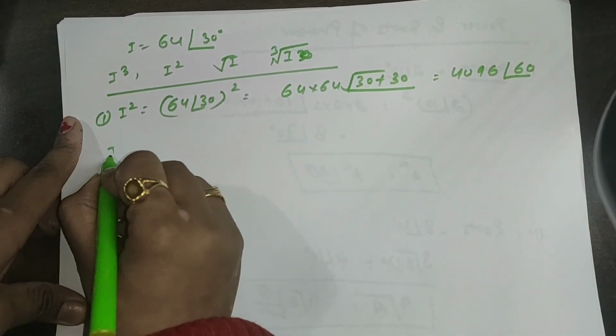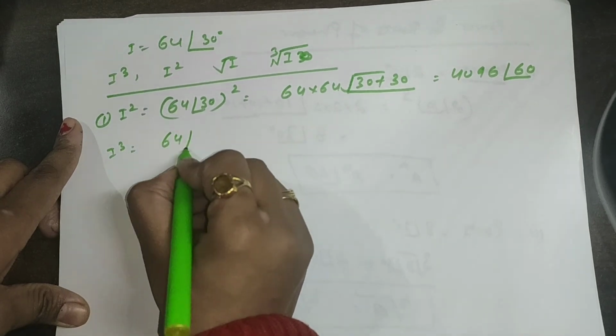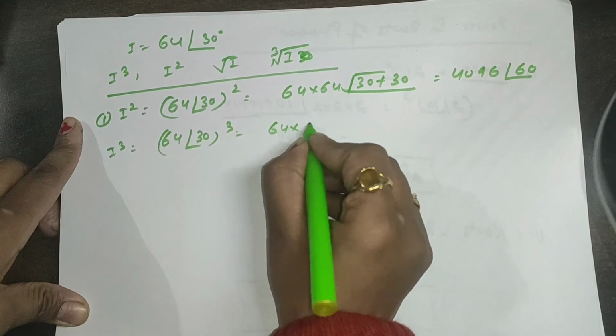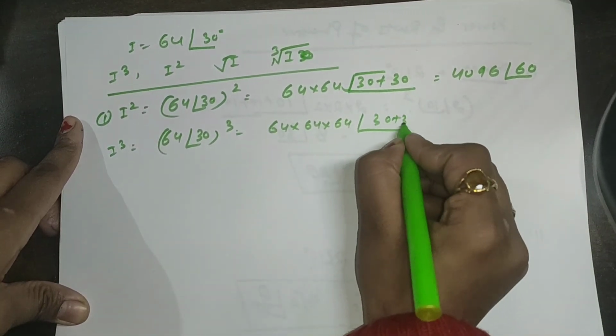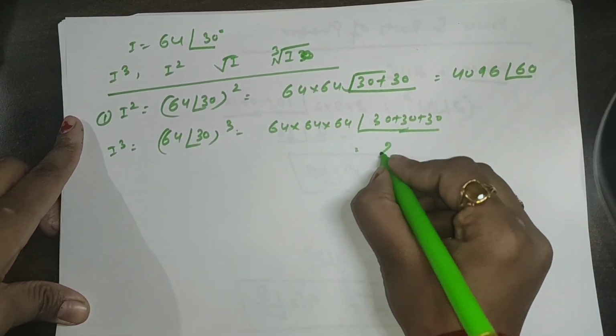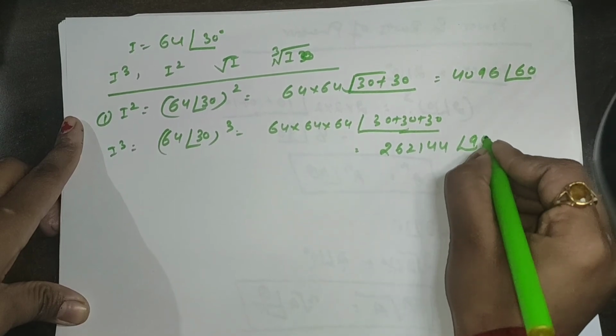Now we have to perform I cube, that is 64 angle 30 cubed, that is 64 into 64 into 64 angle 30 plus 30 plus 30. So that will be 262144 angle 90 degrees.